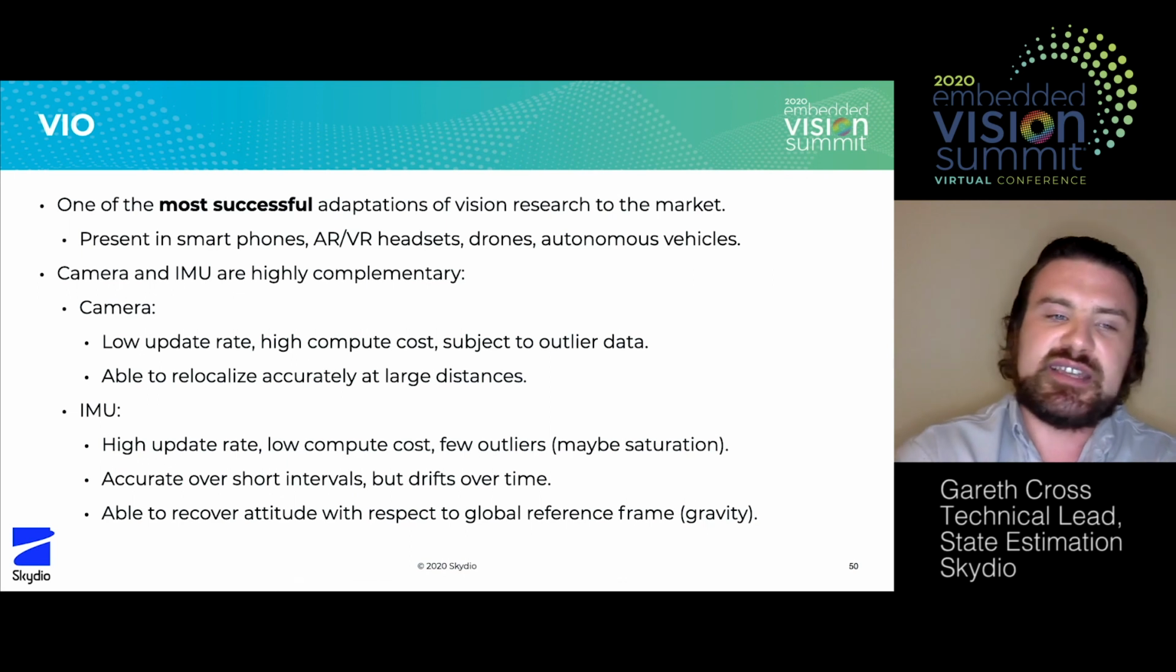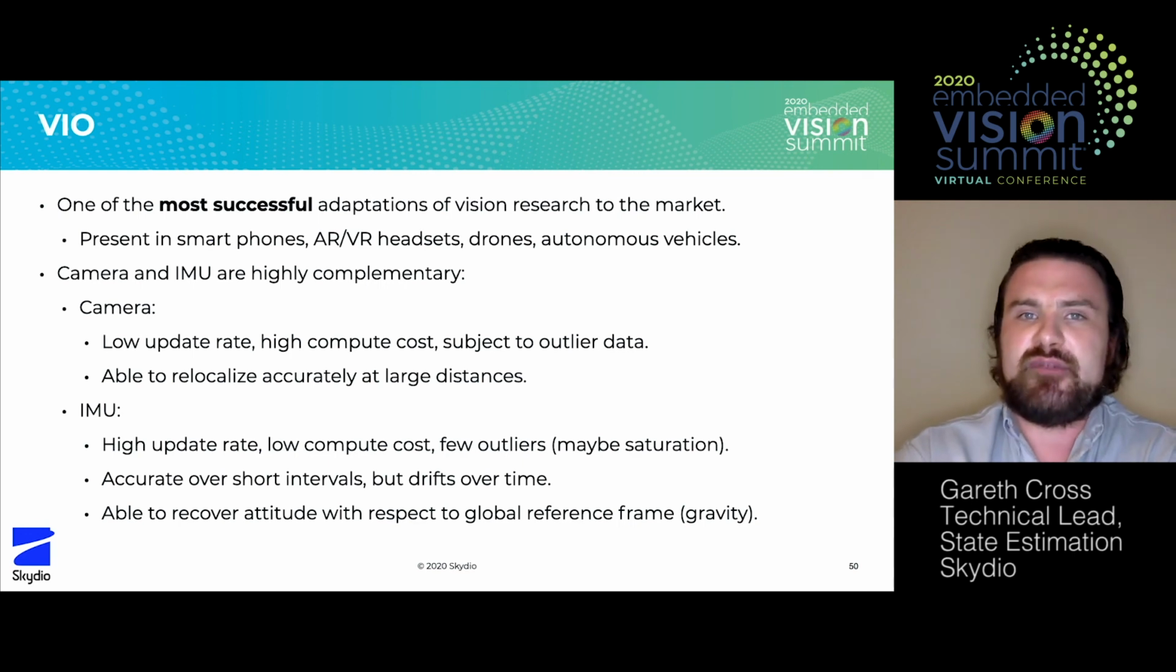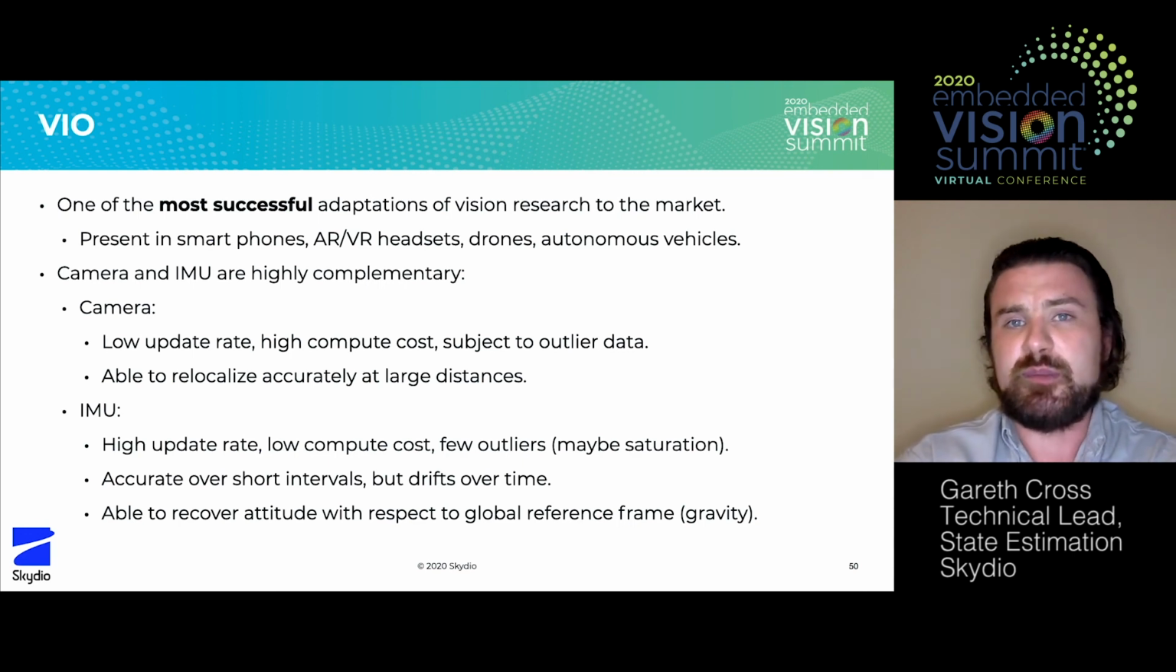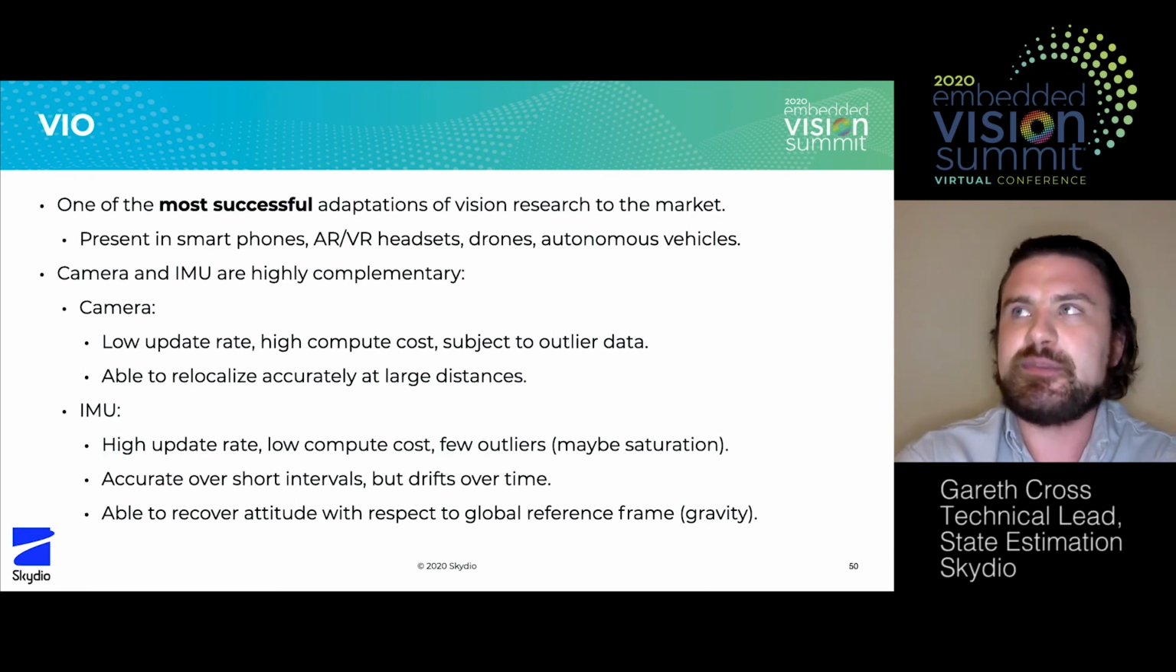And the reason for this success really is that the camera and IMU are highly complementary sensors. The camera has a low update rate, high compute cost, and suffers from outlier data. The IMU is sort of the opposite of that in every respect. It has a high update rate, it has low compute cost, and there aren't really any outliers in IMU data, barring perhaps IMU saturation, but usually that's not the case.